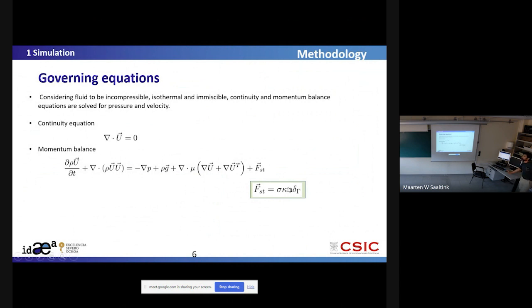N is the unit normal. And delta T is a derived delta function which only gets activated when there is an interface. When there is no interface, this FST term will be zero because of course surface tension is only present when we have a surface. If not, then this FST term will be zero.